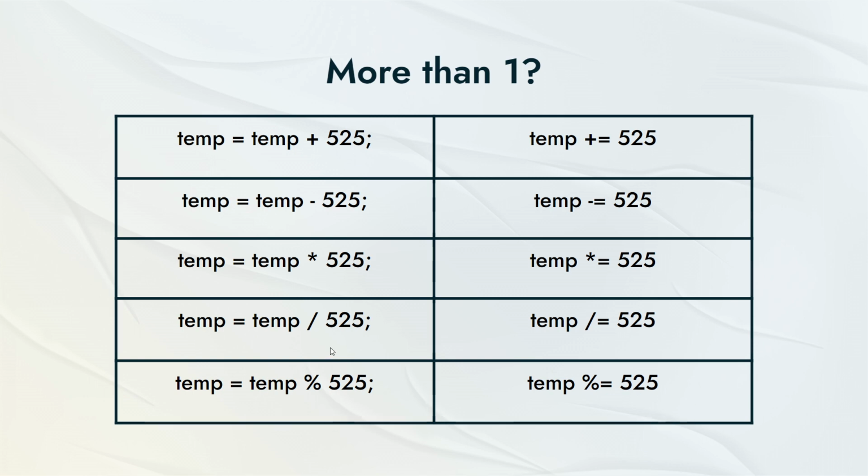And programmers love shortcuts a lot. They're very lazy, so you don't have to write this every time. If you want to increment temp by 525, you can just say temp plus equals 525, or temp minus equals 525 to decrement temp by 525. Temp times equals 525 multiplies the value of temp by 525. And so on. It's the same for division and modulus as well.